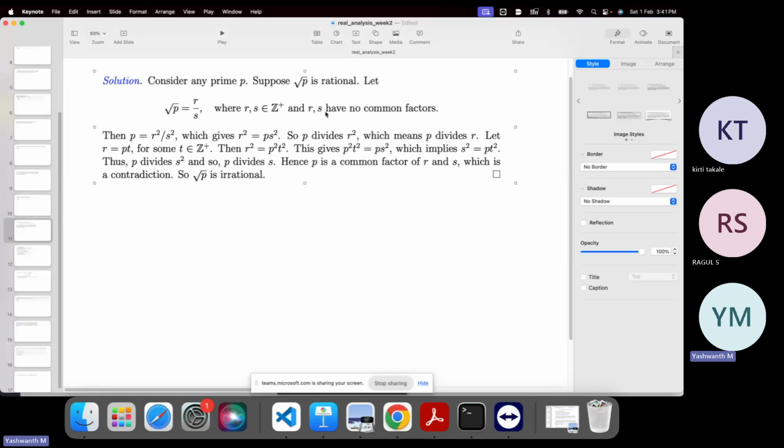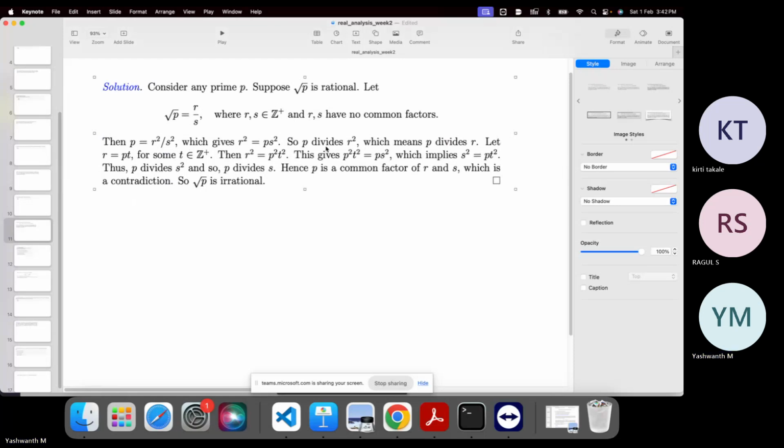So the fact that the prime was used is here. Any questions on this? No. Okay.